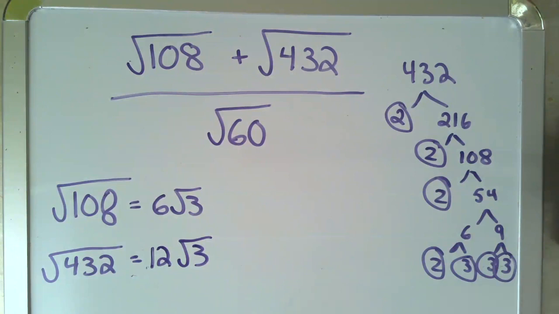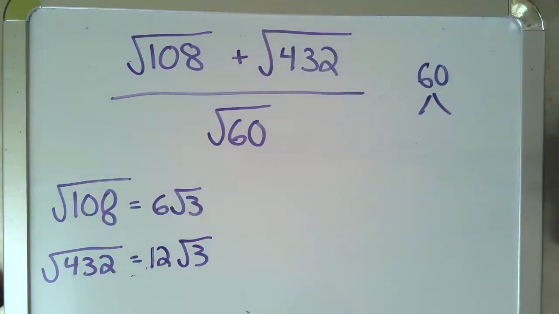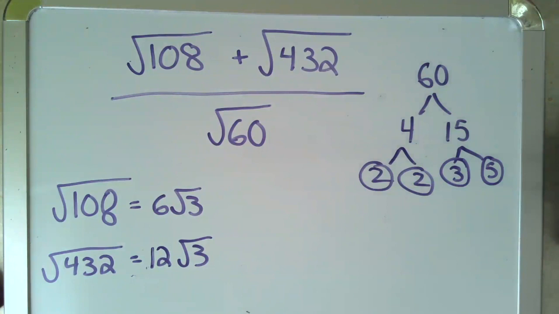Okay, let's finish it up with 60. Okay, well, I know that 60 breaks into 4 and 15. And then I know that my 4 breaks further down into 2 and 2, and my 15 breaks further down into, all right, so there's my root 60. All right, let's pop this stuff under a square root sign and start to simplify.